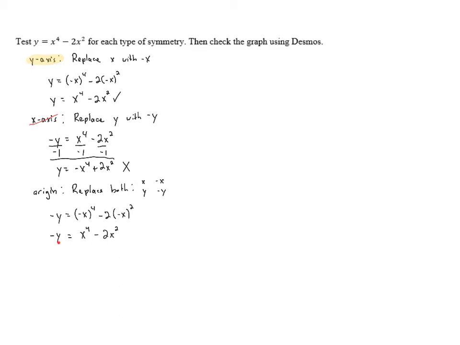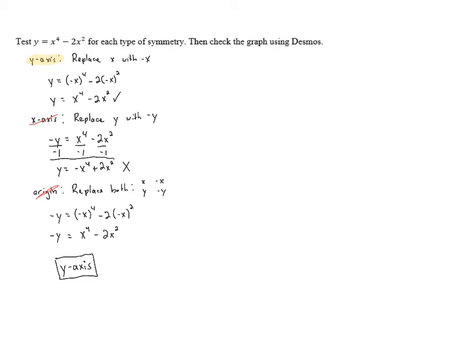But this is the same as the equation we had in the last one, and we already saw that that was not equivalent to the original one, because when we divide both sides by negative 1 to turn that into a positive y, this becomes a negative x to the fourth, and this becomes a positive 2x squared. So again, we end up in a situation where this is not correct. So the only type of symmetry we have is symmetry with respect to the y-axis. So I'm going to box that in as my final answer.